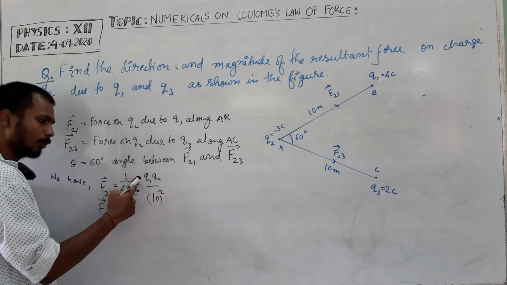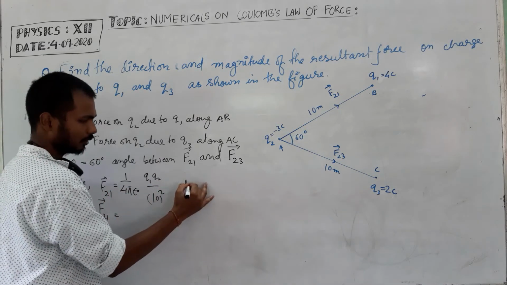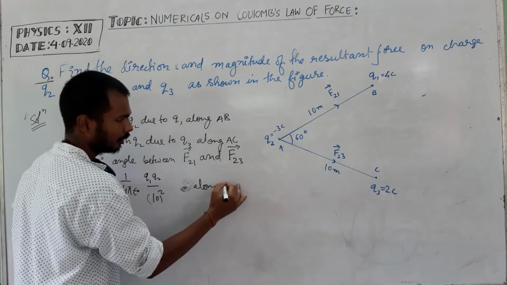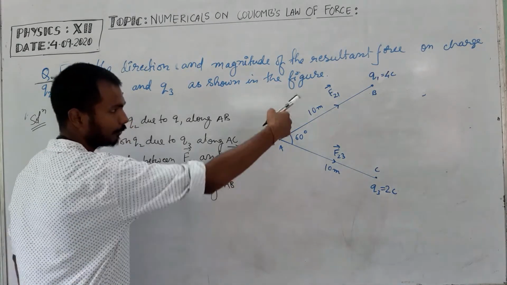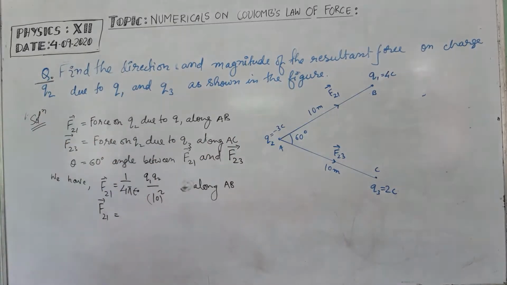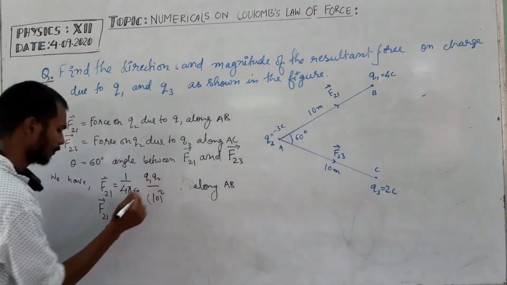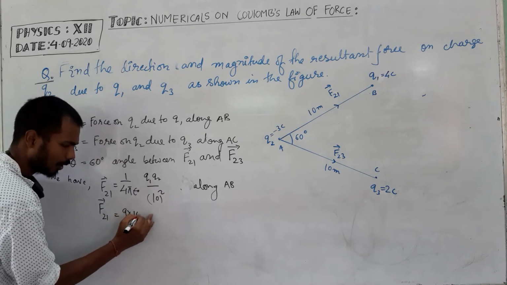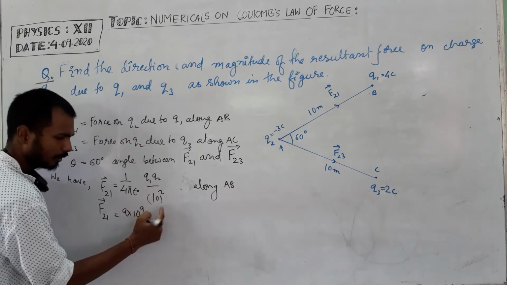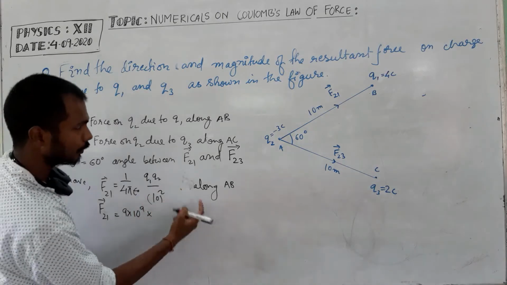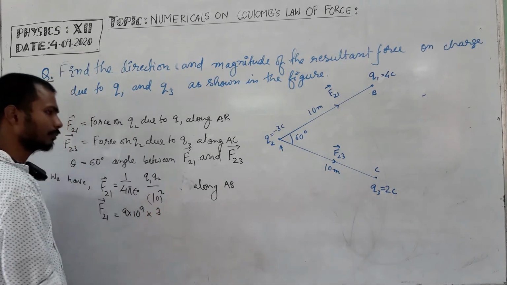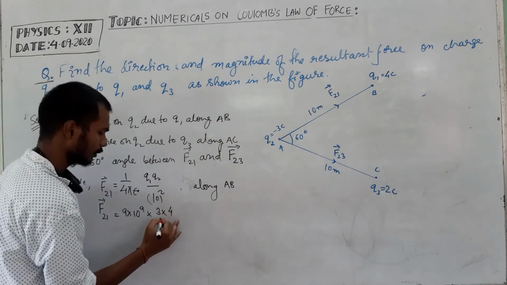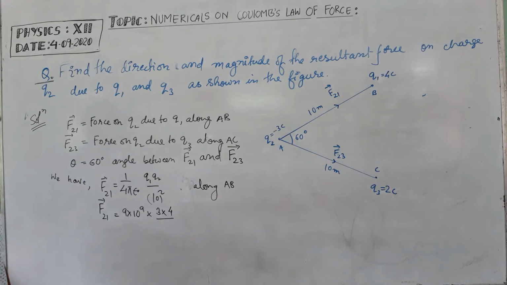Now let's find this F21 vector. This force is along A, B. We have given the direction in the diagram. See the diagram, know the direction. Next, what is the value of 1 by 4 pi epsilon naught? 9 into 10 to the power 9. Q1 is 3, Q2 is 4. You will write only magnitude: 3 into 4 divided by 10 square.